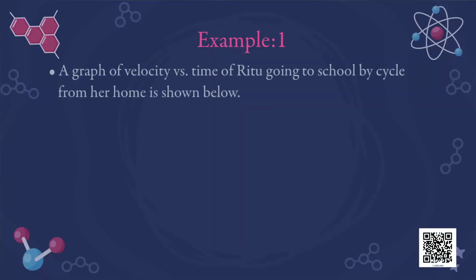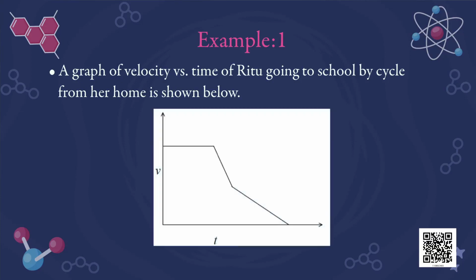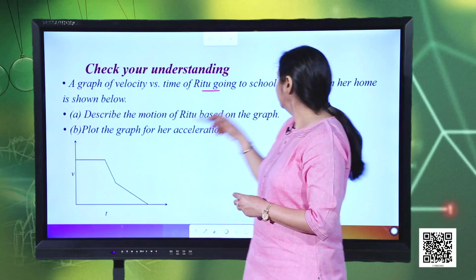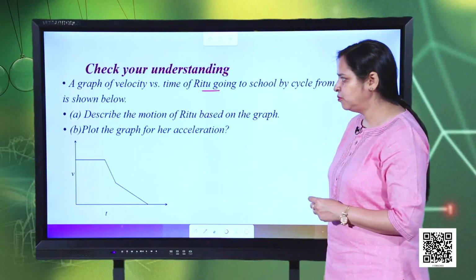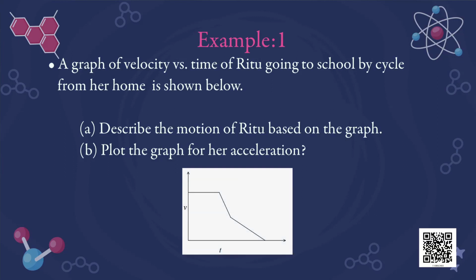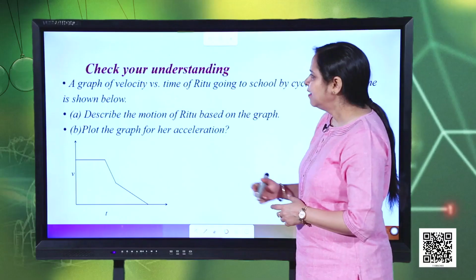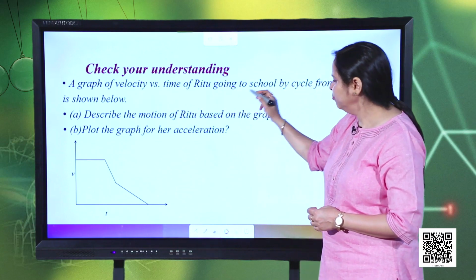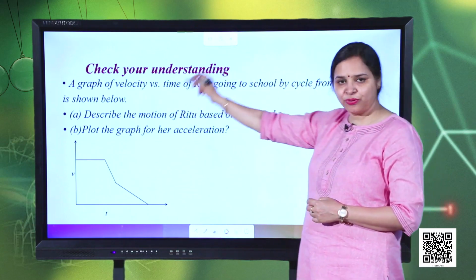Now, let us take one more example. A graph of velocity versus time of Ritu going to school by cycle from her home is shown below. This is a velocity-time graph of Ritu. We need to describe the motion of Ritu based on the graph, and secondly we need to plot the graph for her acceleration. Now, let us study this v-t graph.